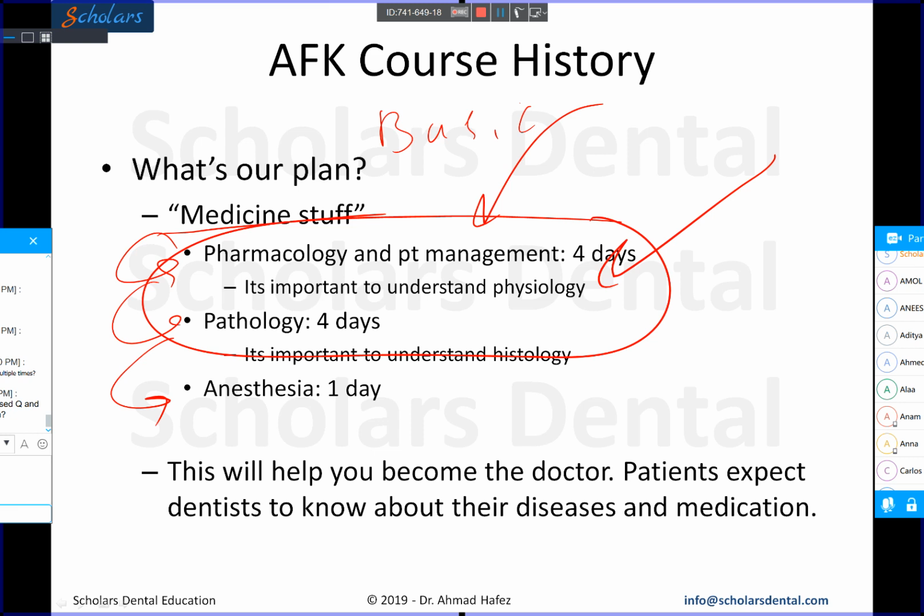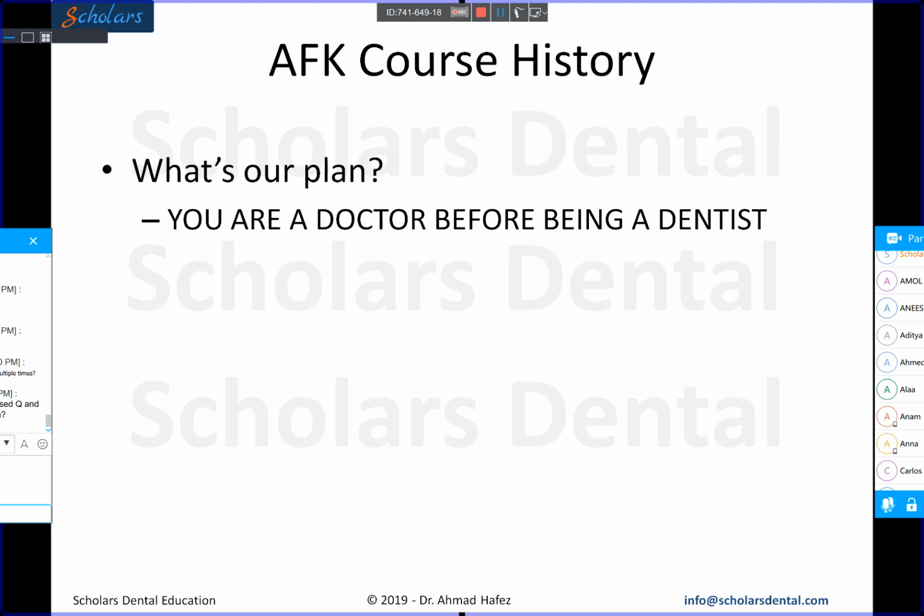And from this, you will become the doctor, learning about diseases, how to understand pathological oral medicine terminology and pharmacology as well, okay? And here you are, you're becoming, you know what? You're a doctor before you're a dentist. So don't let anyone tell you that a doctor is like a higher rank than a dentist. That's not true, okay? You are a doctor before you become a dentist. You have to understand that.